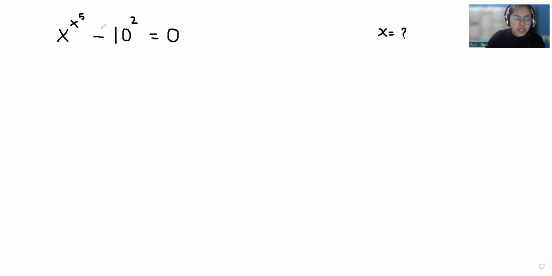So first I'll take this minus 10^2 to the other side. So x^5 is equal to 10^2. Now I am taking power 5 on both sides.